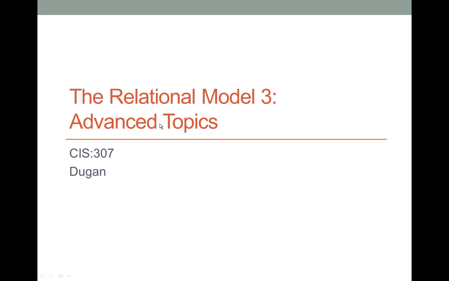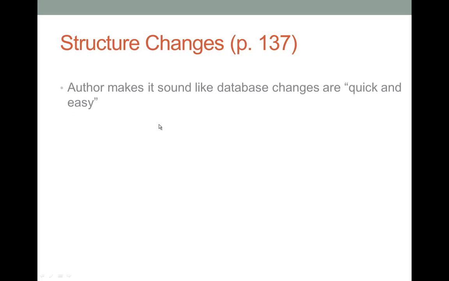This lecture relates to the second half of Chapter 4, beginning on page 137, the Relational Model 3 Advanced Topics. It's a part of CIS 307 offered through the Iowa Community College Online Consortium. So we're going to begin here and talk about structure changes.